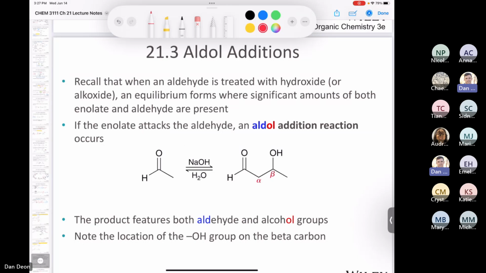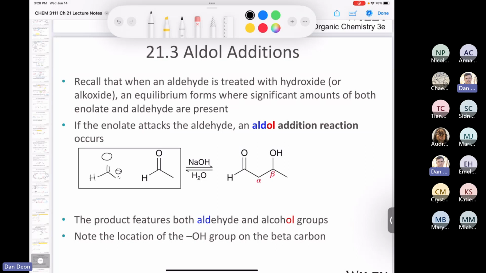It says that when an aldehyde is treated with hydroxide or alkoxide, we get an equilibrium, right? If you treat this aldehyde, acetaldehyde, with sodium hydroxide, you have not only that aldehyde, but you also have the enolate in solution as well. I'm going to draw the form where we have the negative charge on the carbon. So we have both of these species in our reaction mixture, don't we? If we have both the enolate and the aldehyde, the enolate can attack the aldehyde, and we get what's called an aldol addition reaction.